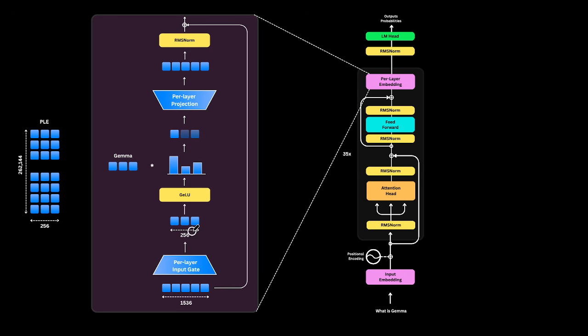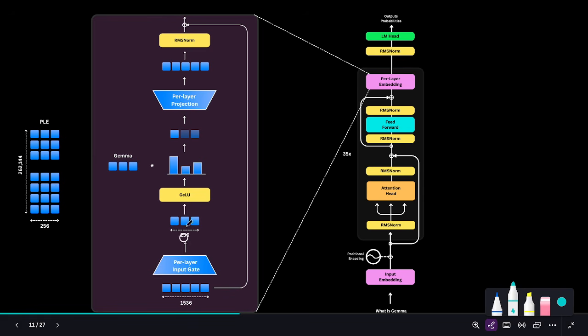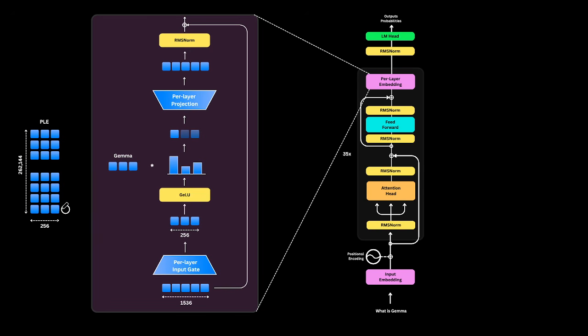Over the course of the network, Gemma 4 E2B works with a dimension size of 1536. This doesn't match the 256 dimension size of the per layer embedding. So we pass it through a per layer input gate, which transforms it to match the dimension of 256. Then we pass it through a GELU activation function. This is essentially how the per layer embedding is used.